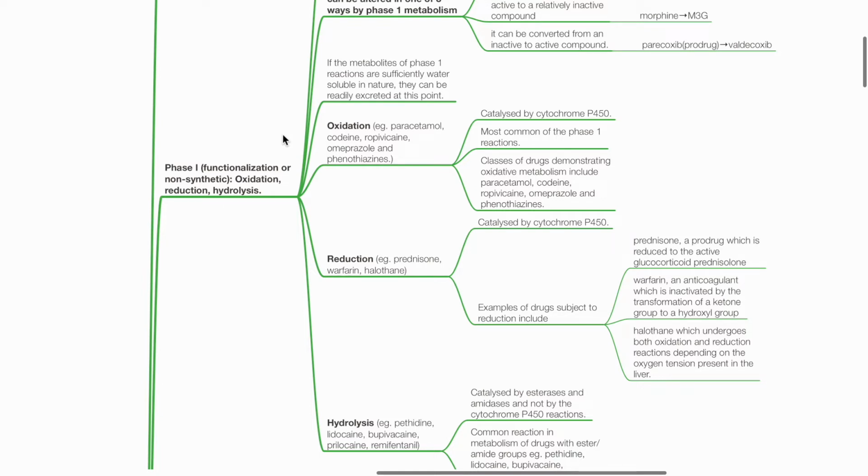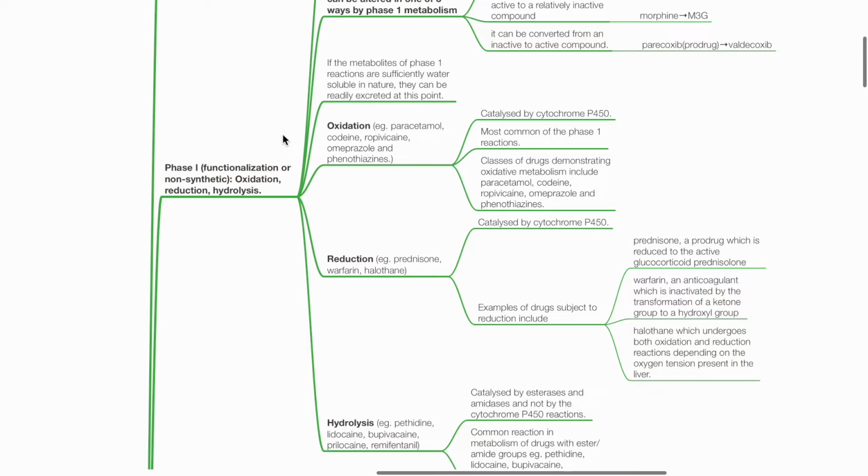Examples of drugs undergoing oxidation include paracetamol, codeine, ropivacaine, omeprazole, and phenothiazines. Oxidation is catalyzed by cytochrome P450 enzymes. This is the most common of the phase 1 reactions. Reduction is catalyzed by cytochrome P450 enzymes as well.